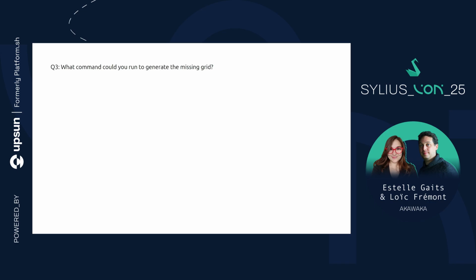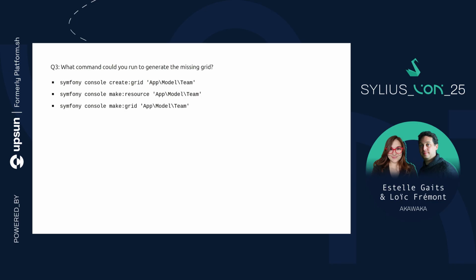But do you remember the command that you needed to run? Was it Symfony console create grid app model team? Symfony console make resource app model team? Symfony console make grid app model team? Or Symfony console make grid app team resource? Sorry. So first one. Okay, good. Second, make resource. Okay, make grid. And the fourth one. Okay, no one got the trap.